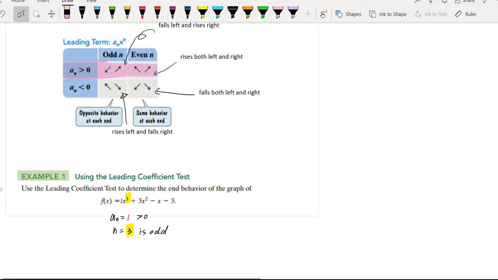And then we also have to look at n is odd, so we're going to look at this column. Wherever we overlap, that is our end behavior, which in this case turned orange. So we're going to have something like this, that orange color right there. That means we have falls left and rises right. So then you are done.